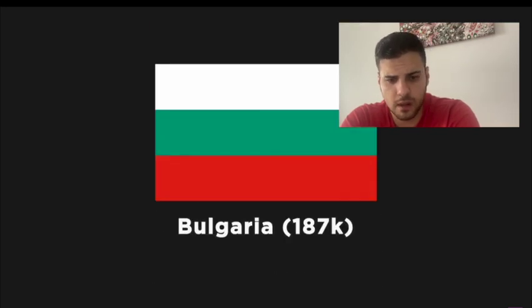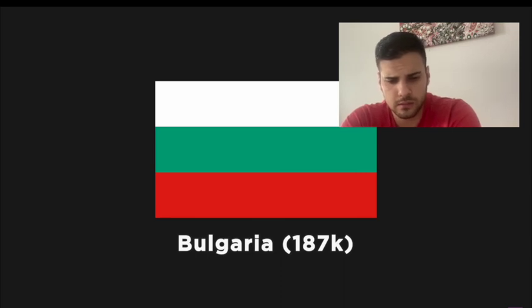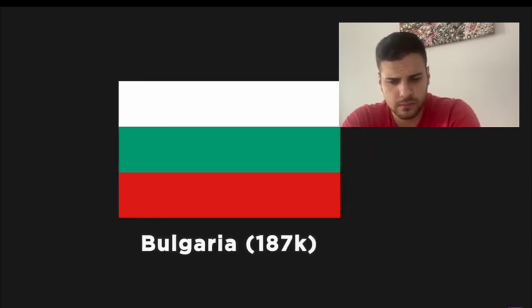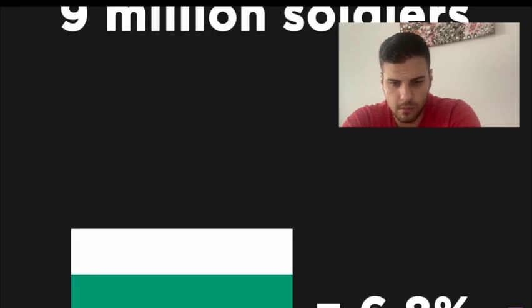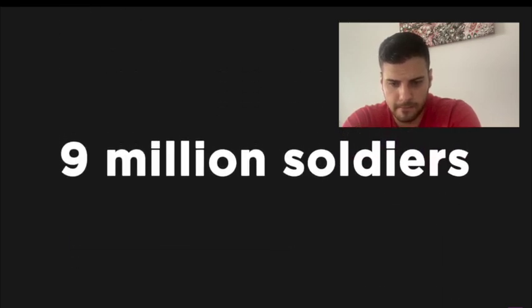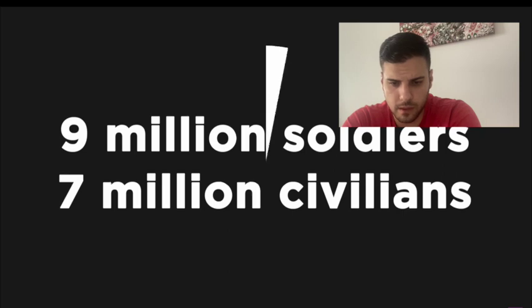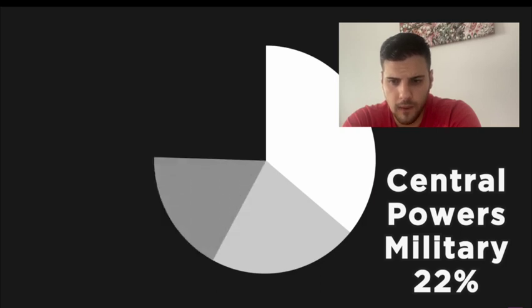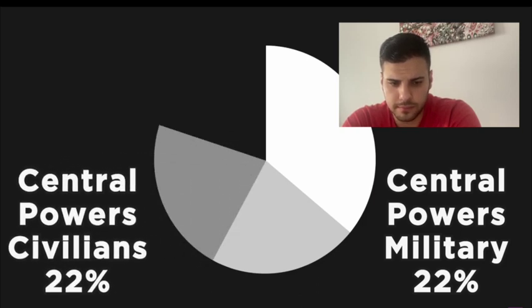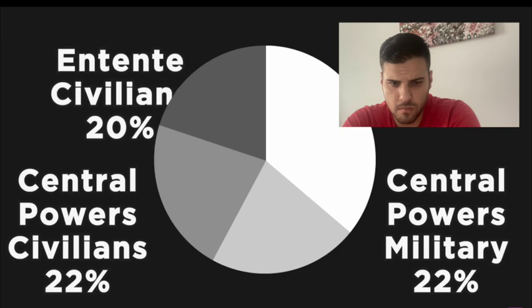And finally, Bulgaria was another member of this alliance that suffered greatly as well, with 6.8% of their population becoming casualty victims of the Great War. In total, and across all countries, about 9 million soldiers lost their lives, as well as 7 million civilians. 36% of all deaths were Entente military, 22% were the Central Powers military, another 22% were Central Powers civilians, and the final 20% were Entente civilians.